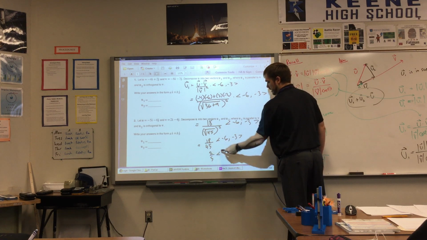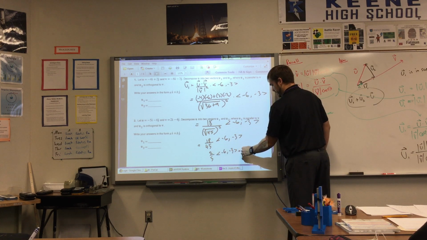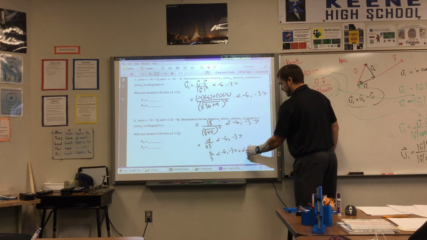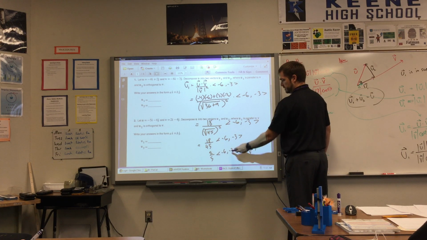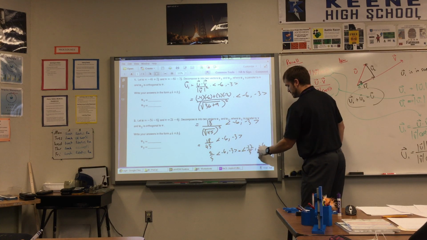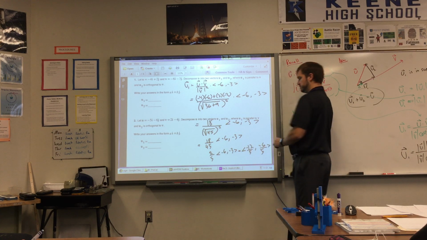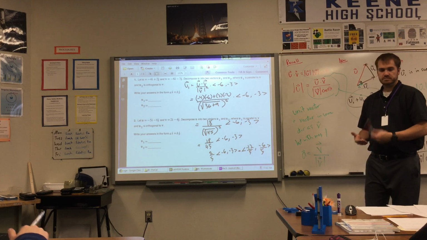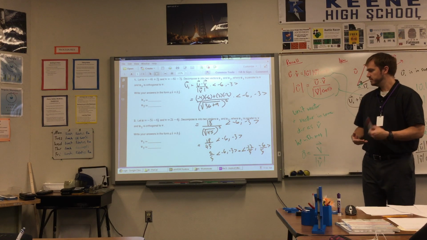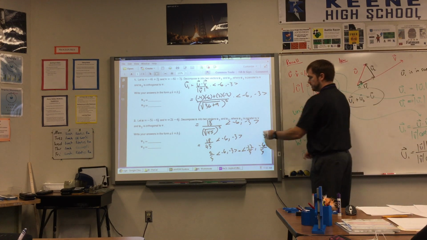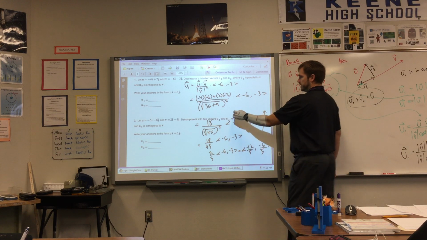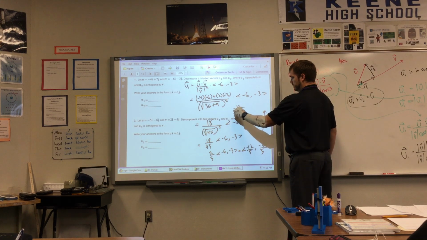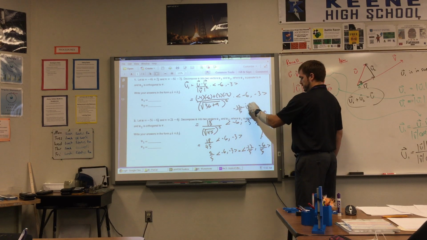So that's going to be angle bracket negative 12 over 5, comma, negative 6 over 5. And then we can convert that into ai plus bj form. We just say negative 12 over 5 i minus 6 over 5 j.